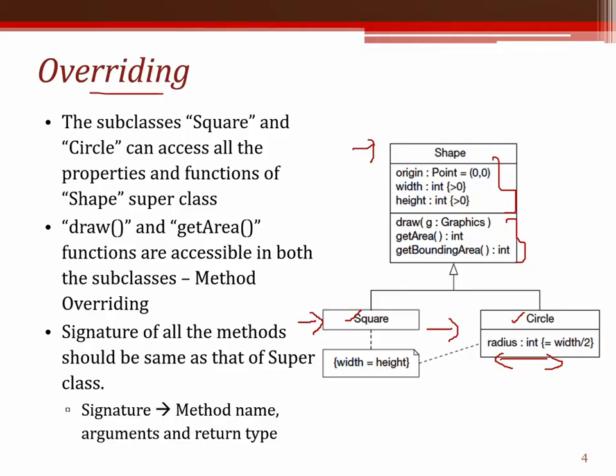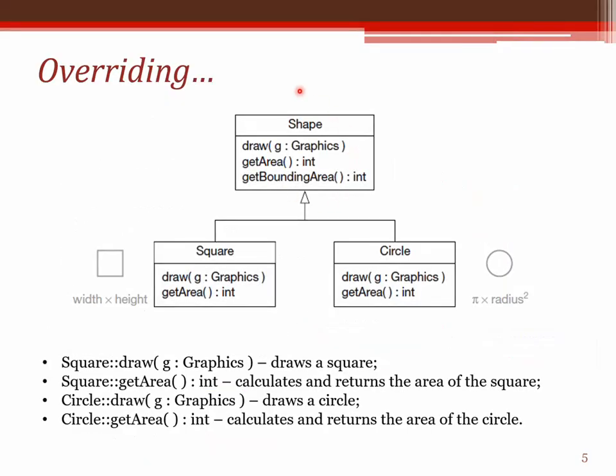In this situation, the attribute radius is a property of the Circle class and it cannot be accessed by Square or Shape. The signature of all the methods should be the same as that of the superclass. That is, the method name, arguments and return type should be the same in the superclass and the subclass. This picture clearly represents the idea of overriding.